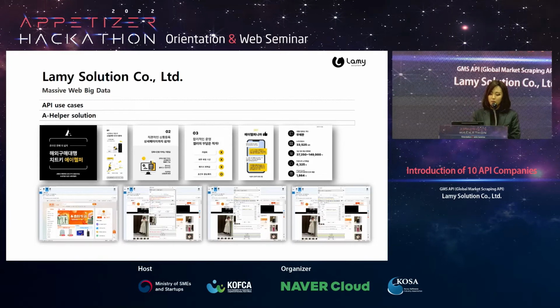The cumulative number of users is about 33,525 companies. This model is a representative business model using GMS API. It links one product selected by the user to the 9 domestic e-commerce markets at once.